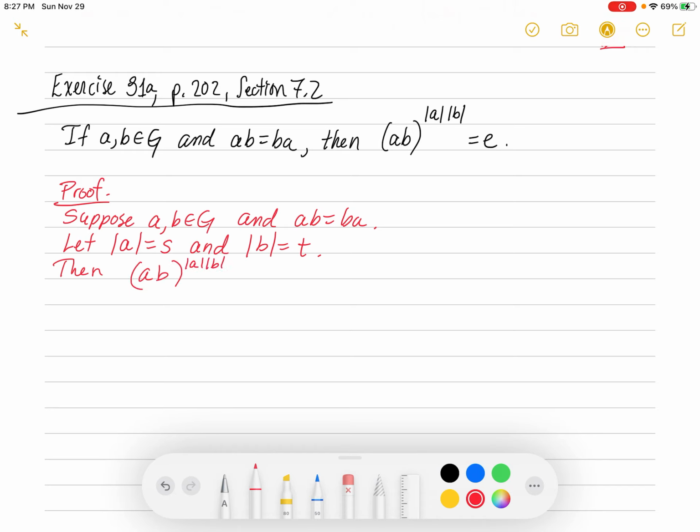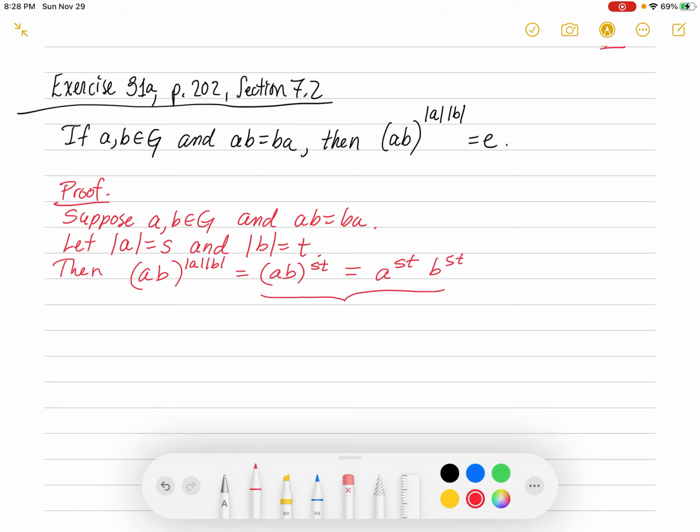is AB raised to the order of A, order of B. So what's that? That's AB raised to the ST, right? Another name for order of A is S, another name for order of B is T, so ST. So what I'm going to do is basically distribute ST to every element.